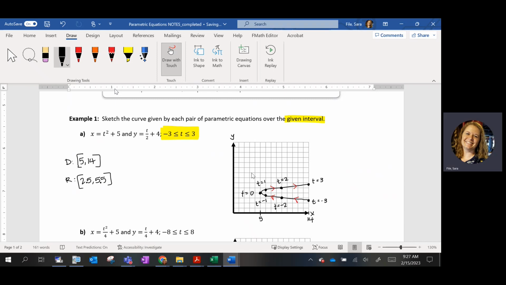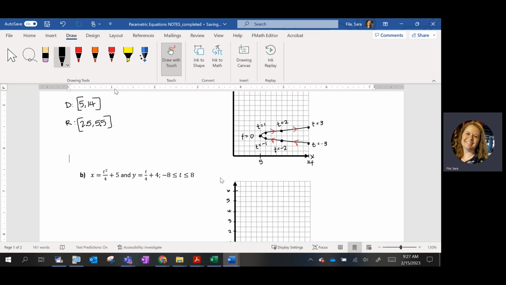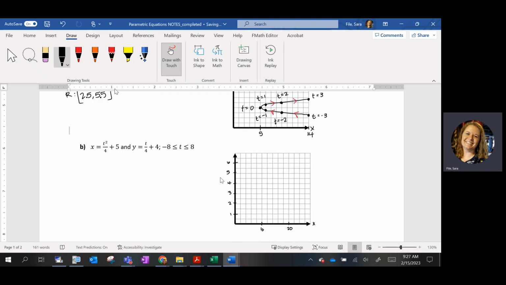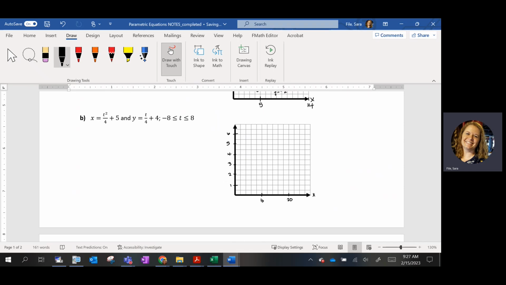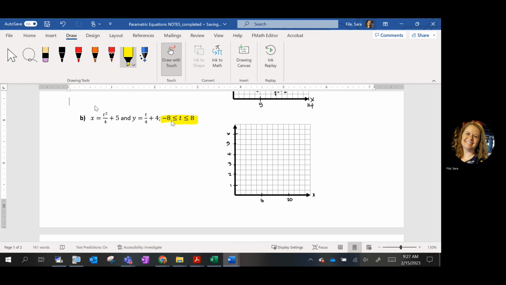Okay. B, I'm not going to do B with you then. It's very similar, but I'm going to give you the scaling to give you a little help to get you started. But then I want you to practice going through that process in the calculator. Okay, this is your parameter is limited to -8 to 8.